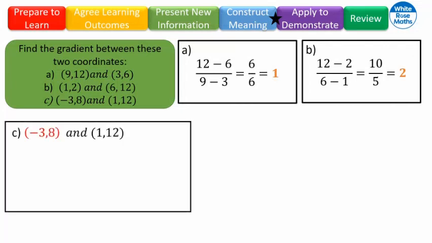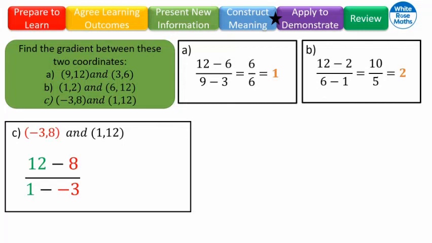Now c is a little bit different, because within the coordinates we have a negative number, but we can still use the same technique. So 12 minus 8 gives us our change in y, and 1 minus minus 3 gives us our change in x. Now, pause here and have a think. What is 1 minus minus 3? Well done if you got it.